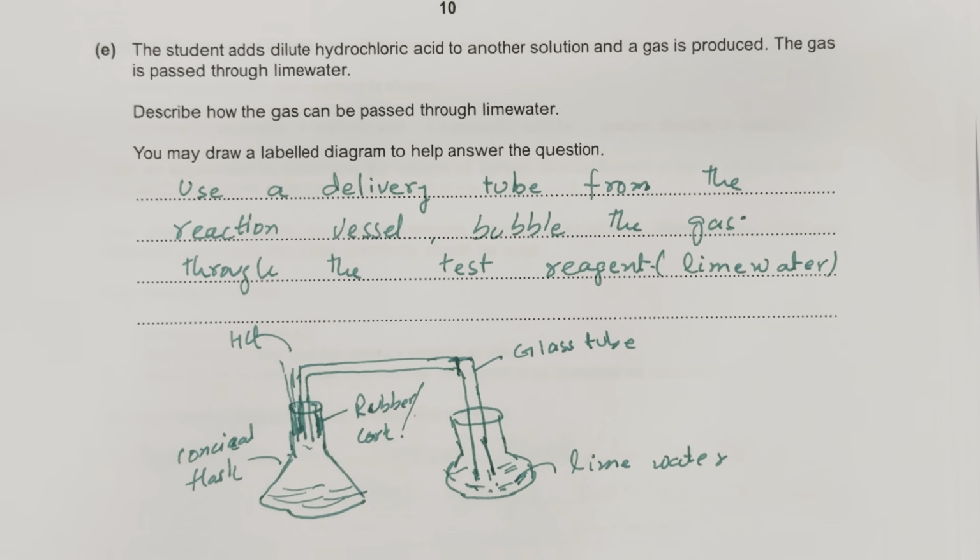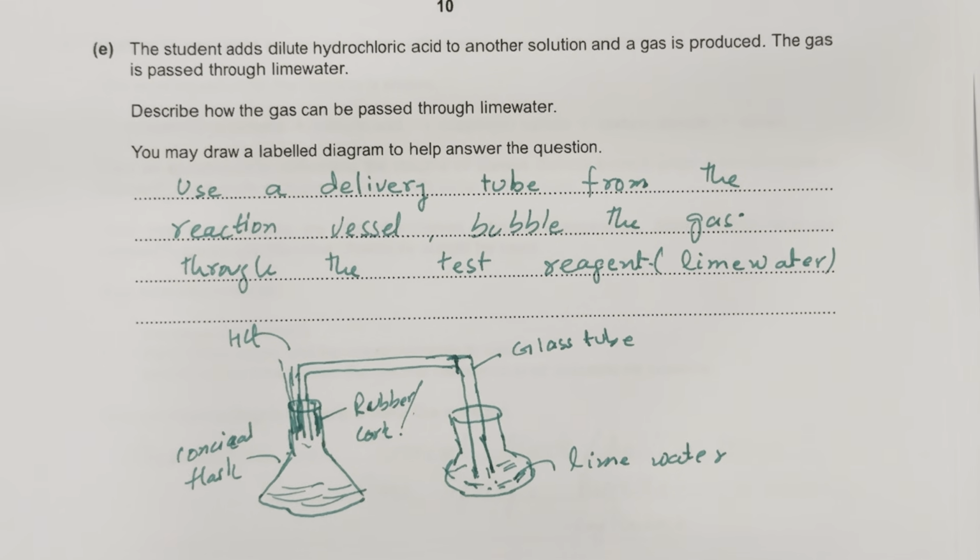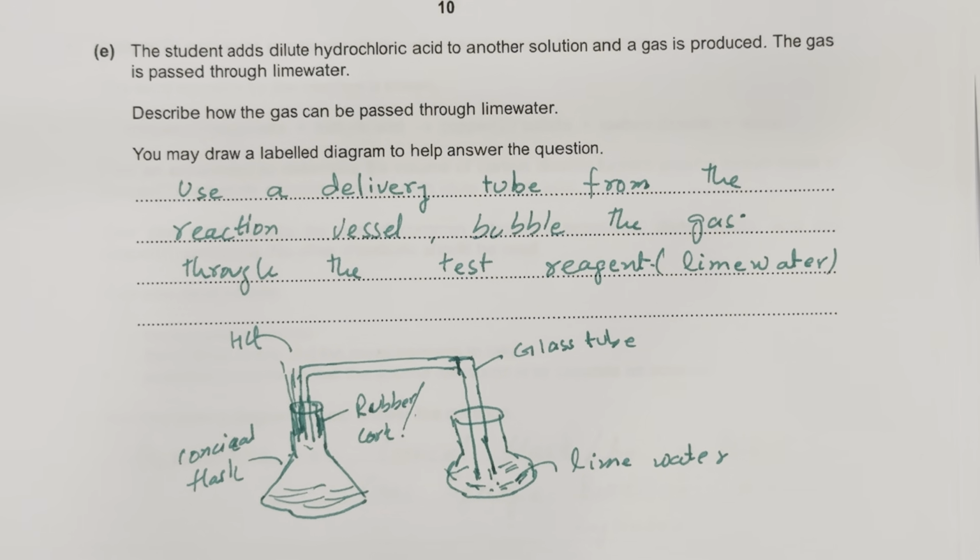Okay, the student adds dilute hydrochloric acid to another solution and a gas is produced. The gas is passed through the lime water. Describe how the gas can be passed through lime water. You may draw a labelled diagram to help the answer.